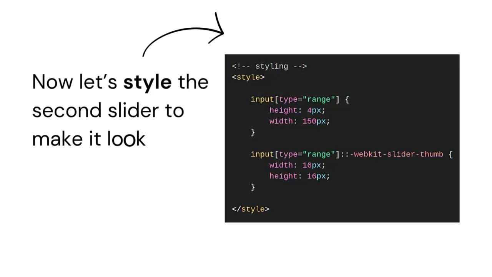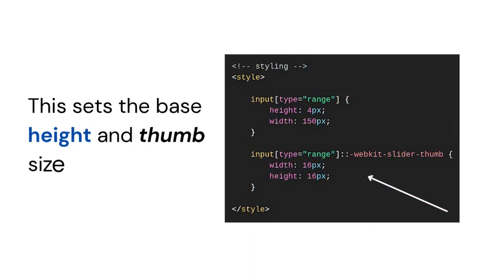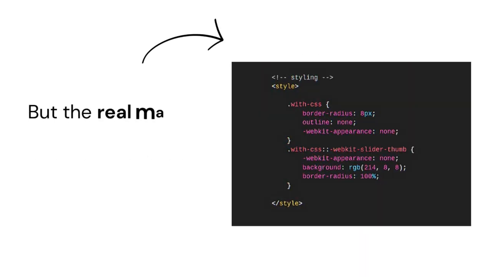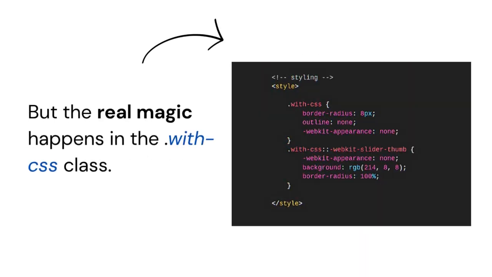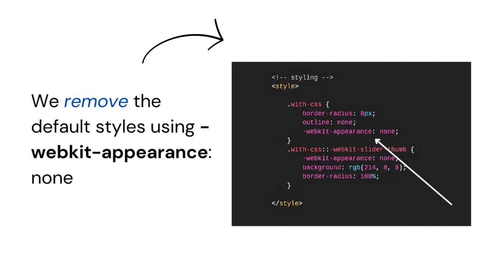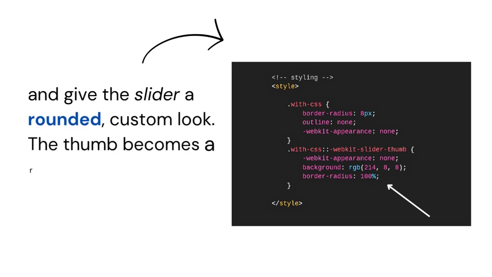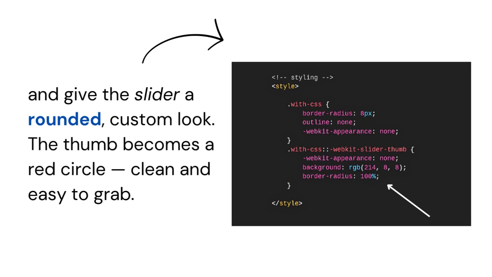Now, let's style the second slider to make it look modern, smooth, and professional. This sets the base height and thumb size for all sliders. But the real magic happens in the .with-css class. We remove the default styles using -webkit-appearance: none and give the slider a rounded custom look. The thumb becomes a red circle, clean and easy to grab.